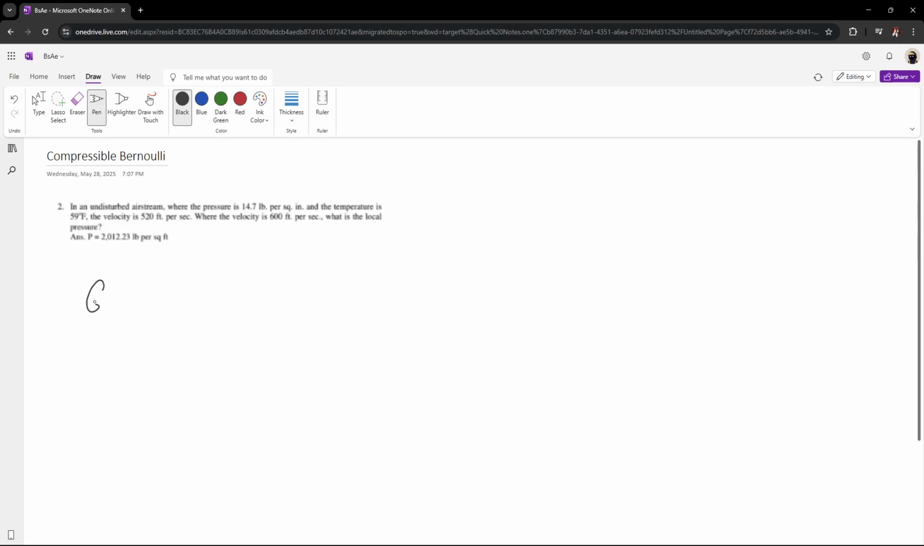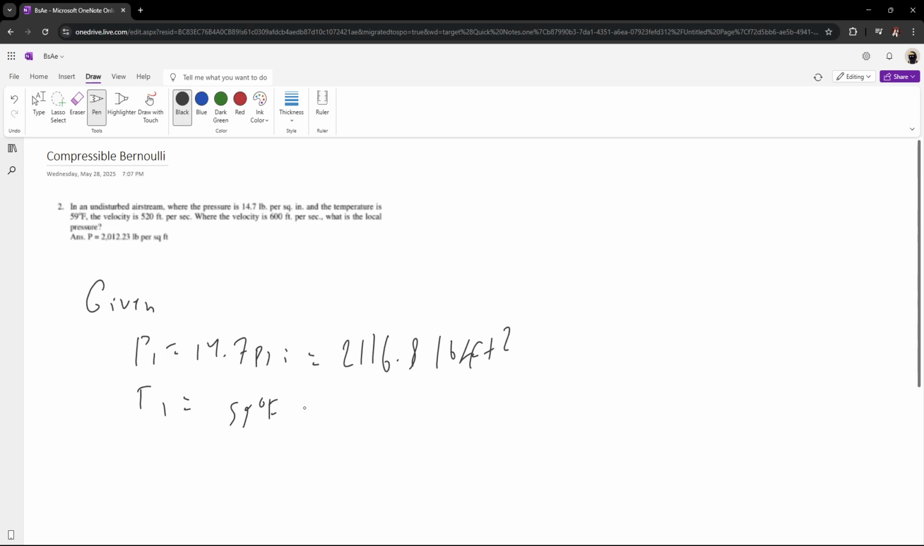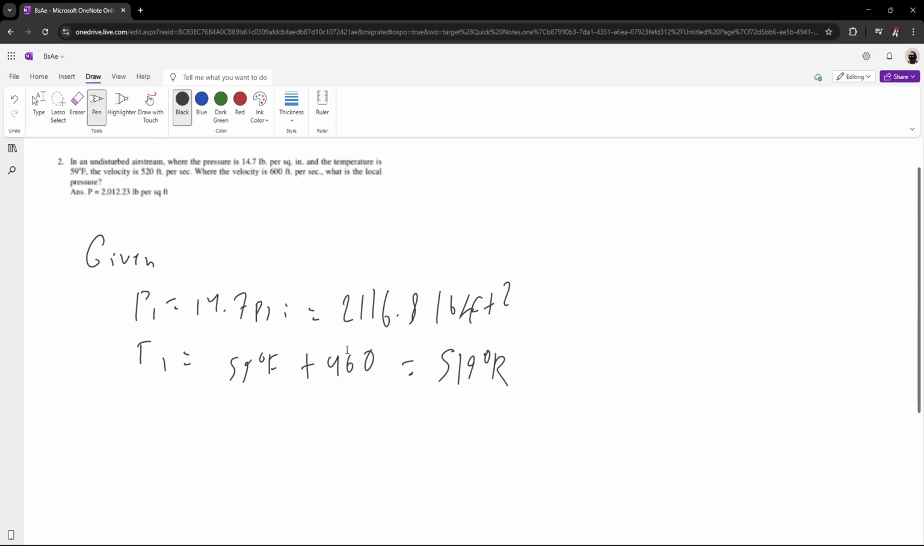We are given P1, which is 14.7 psi, or in standard atmospheric conditions, 2116.8 pounds per square foot, and our temperature is 59 degrees Fahrenheit plus 460, which is 519 degrees Rankine.